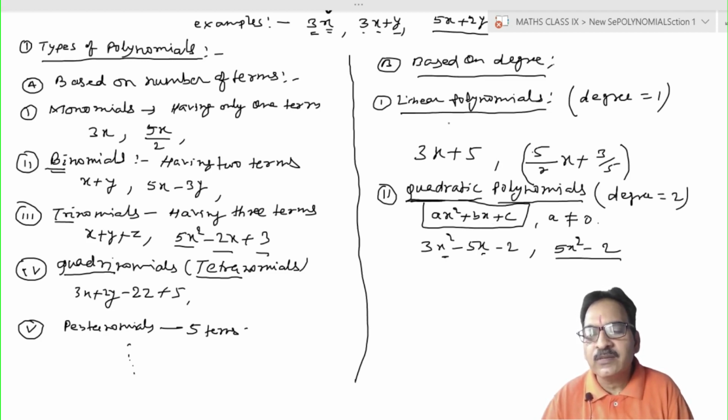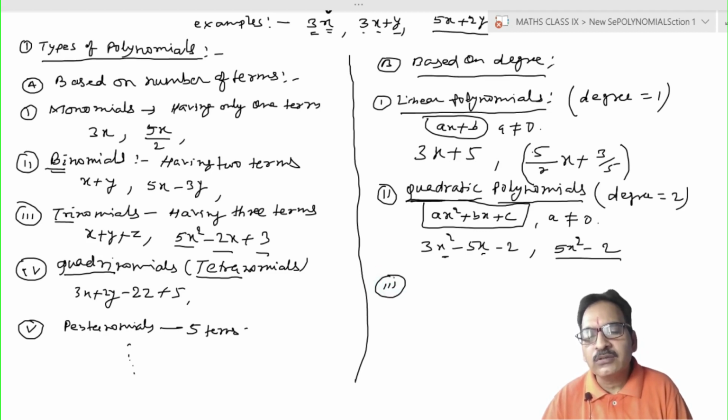Similarly, a linear polynomial in general form we can write as ax plus b, where a cannot be 0. Then b can be any number. In this example, both are of this form. Similarly, these two are in the form of this. Now one more type is there.